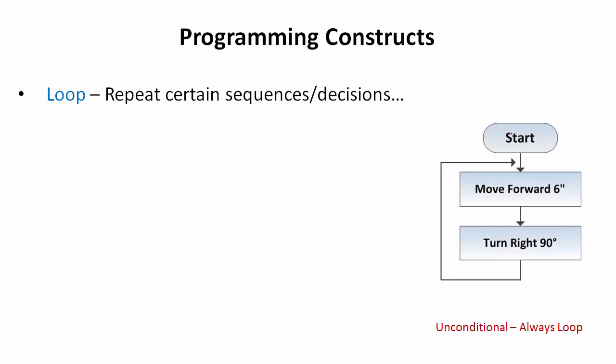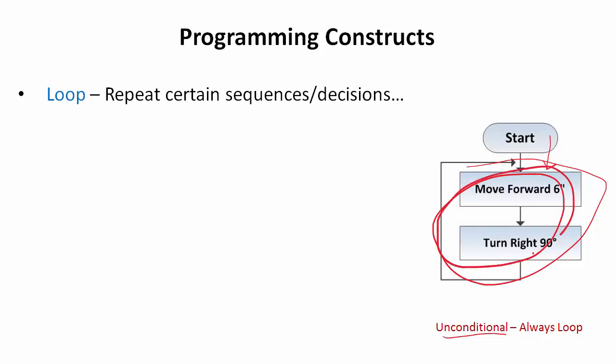Now in this little flow chart over here, we're just going to have loop represented as an arrow. Okay, so we start our program, and then we're going to move forward 6 inches, turn right 90 degrees, and then we are going to repeat, and we're going to come back here and continue. Notice that this loop always occurs. So when it always occurs, we call that an unconditional loop. That means it's just going to continually run these instructions. It's just going to sit here and it's just going to run and run and run.